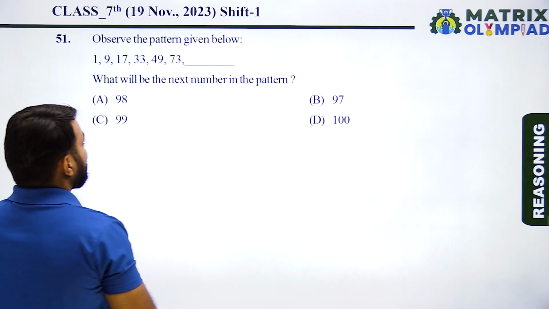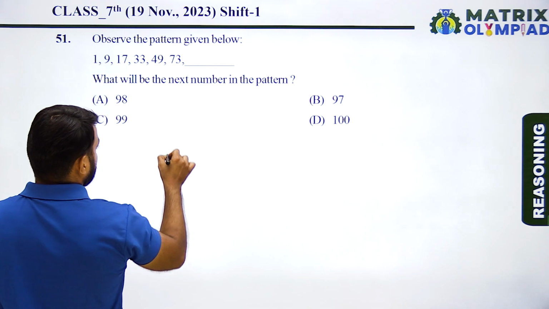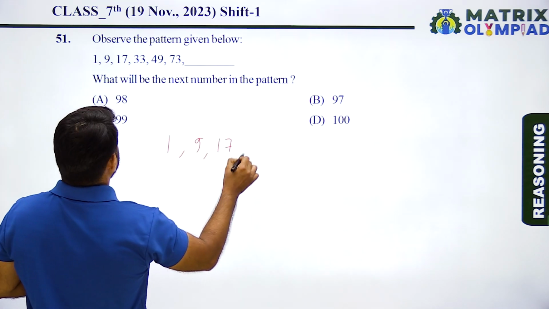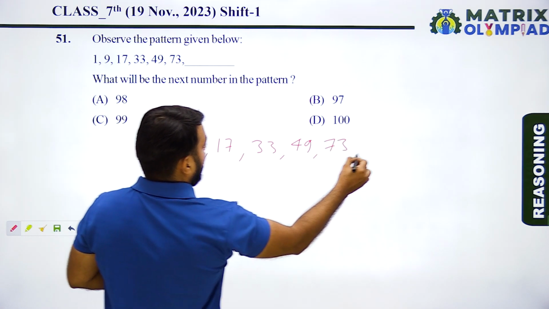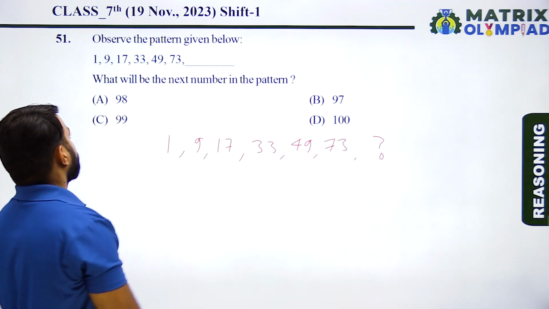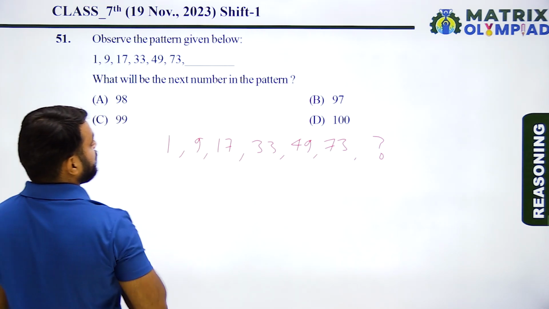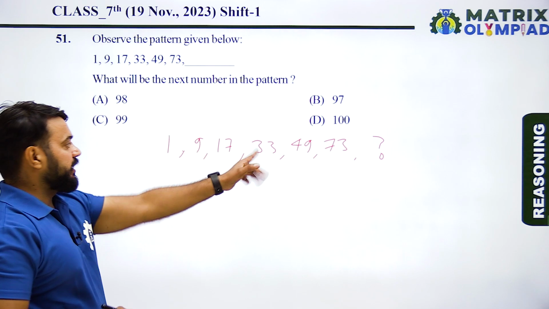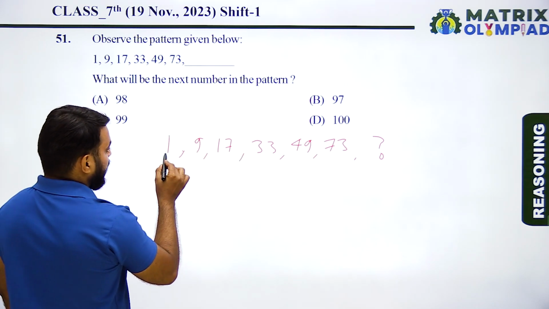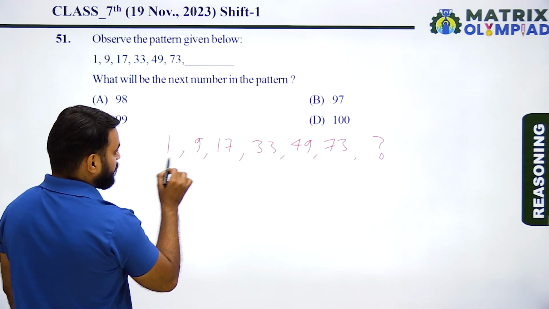Question number 51. Observe the pattern given below. The series is 1, 9, 17, 33, 49, 73. Find the next number of the series. What will be the next number in the pattern? So first find the pattern of this series.